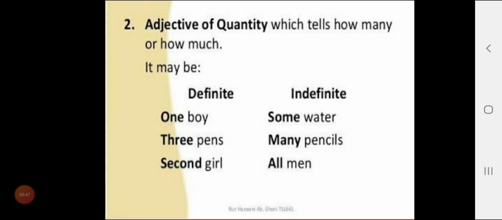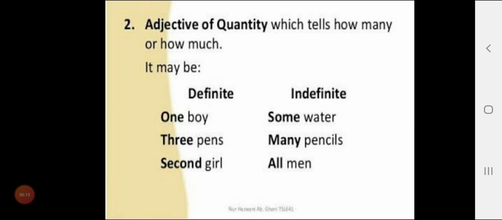Now we'll do adjectives of quantity. Adjectives of quantity tell us about how much of a thing is meant. So words like much, enough, no, some, many, all, one, two, three. Words like these are used as adjectives of quantity.